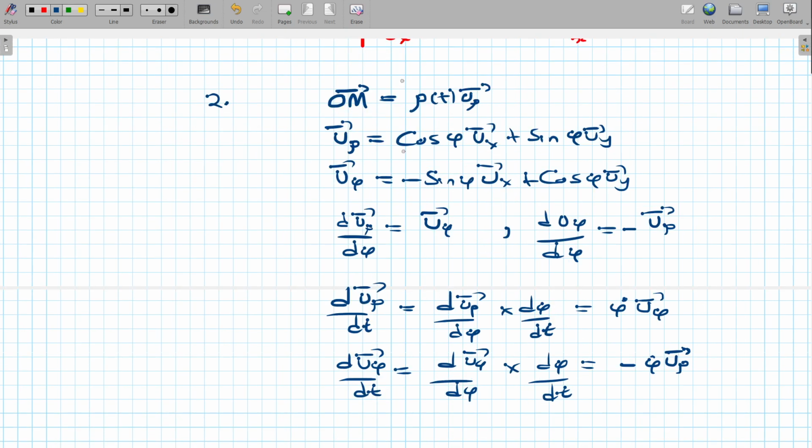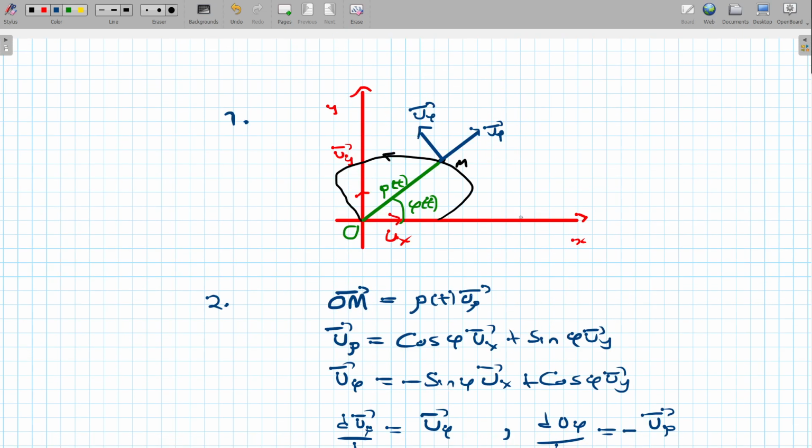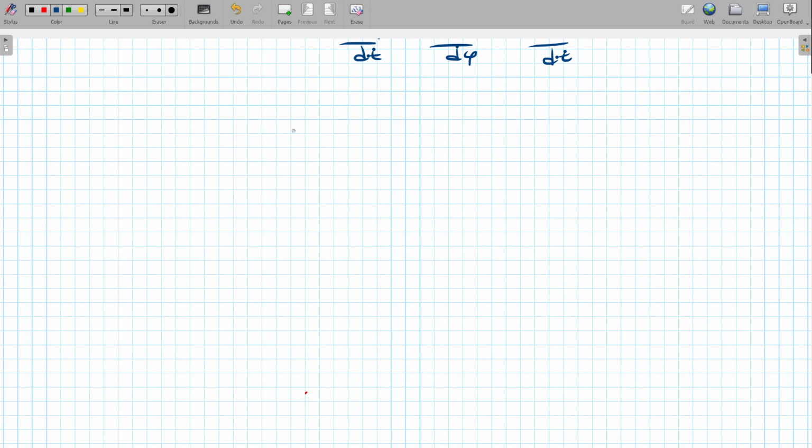Now that we have the position vector, it's easy for us to calculate la vitesse. One thing that I want us to do is call this reference frame R. So let's now calculate the velocity. The velocity of the point M in the reference frame R is going to be equal to the derivative of the position vector with respect to time. If you look at it, OM is equal to rho u rho.